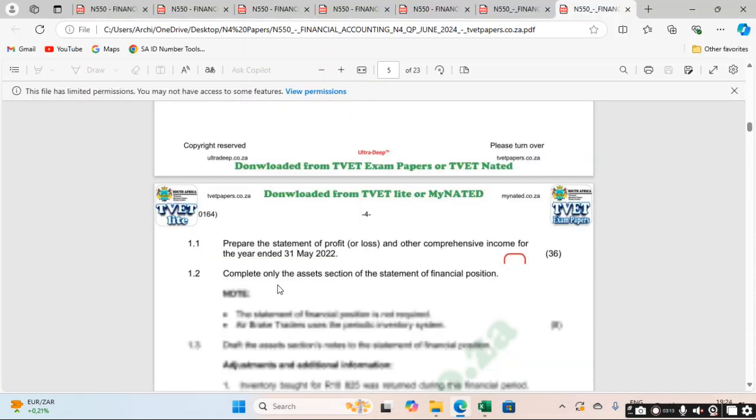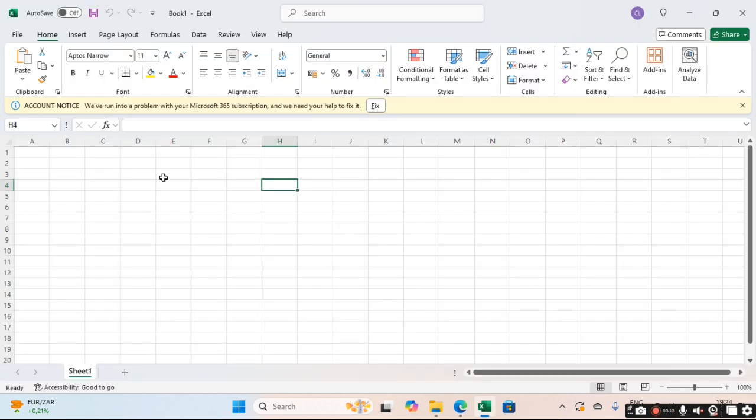Okay, so as you can see, they're saying 1.1, prepare the statement of profit and loss and other comprehensive income for the year ended 31st May. So meaning our year ends 31st May. Let me just quickly do the timeline so that we are all on the same page. 31st May meaning it starts on June.